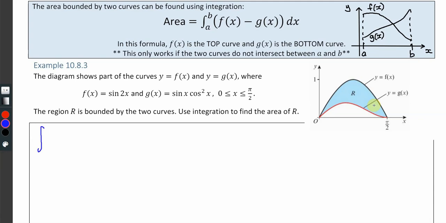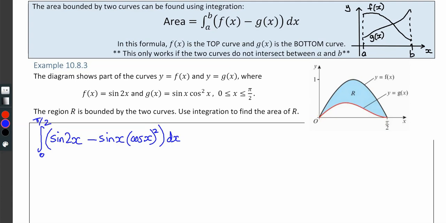So here we go. The top curve is sine 2x, and the bottom curve is sine x multiplied by the square of cos x, which I'm writing in a slightly different form. I just want to make sure you're fully aware these two notations, they mean the same thing. So that's top curve minus bottom curve. Limits, well, the area begins when x is 0, so that's the lower limit, and the area finishes when x is pi over 2, so that is the upper limit.